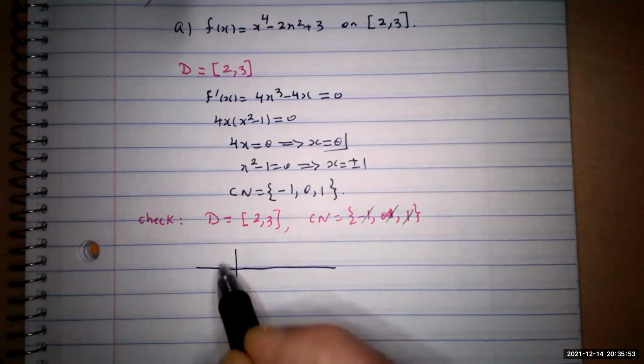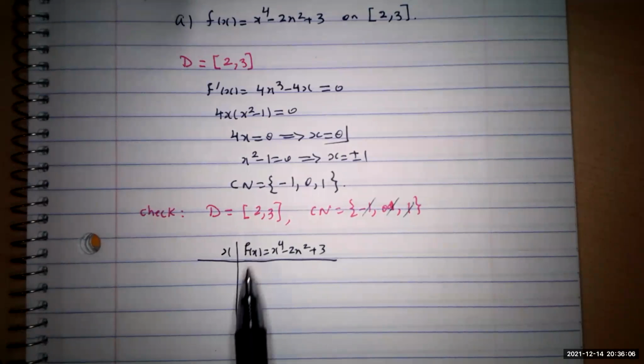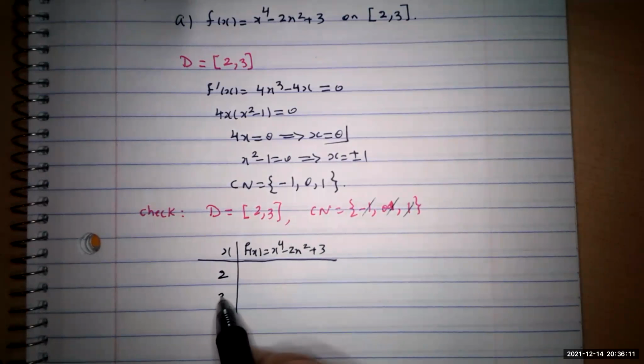Okay, this is going to be your x, and this is going to be your f of x, the function. F of x, which is x to the 4th minus 2x squared plus 3. You're going to bring any leftover here. You don't have any, and the 2 and the 3. So in this case, it's going to be only 2 and 3. Okay, so don't be surprised.